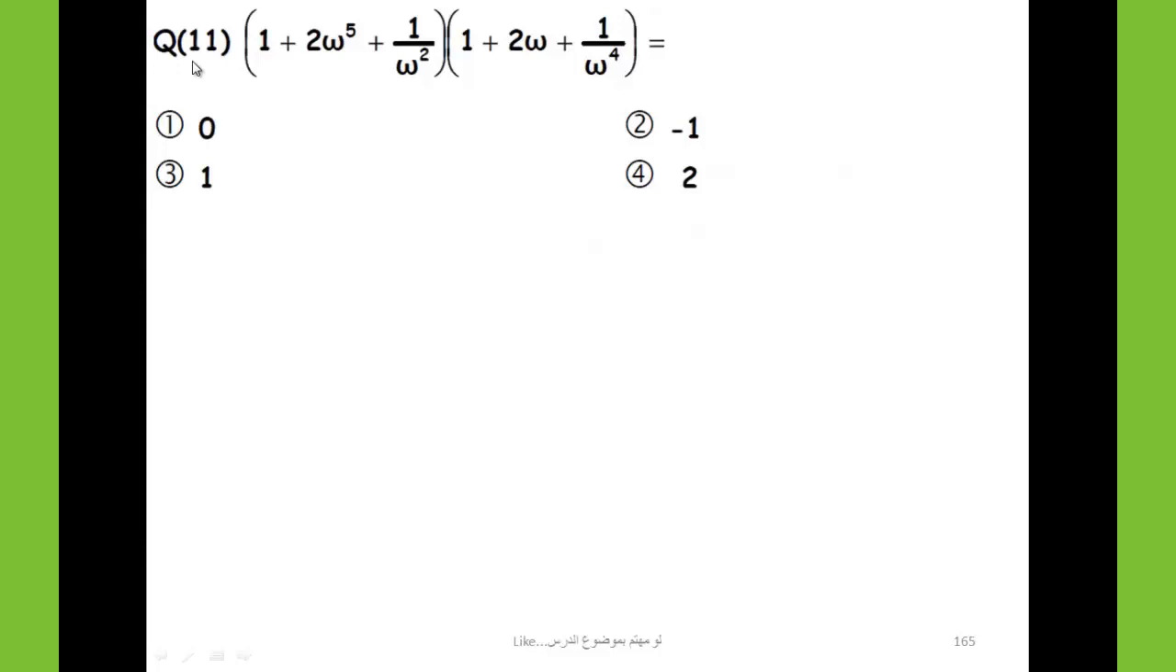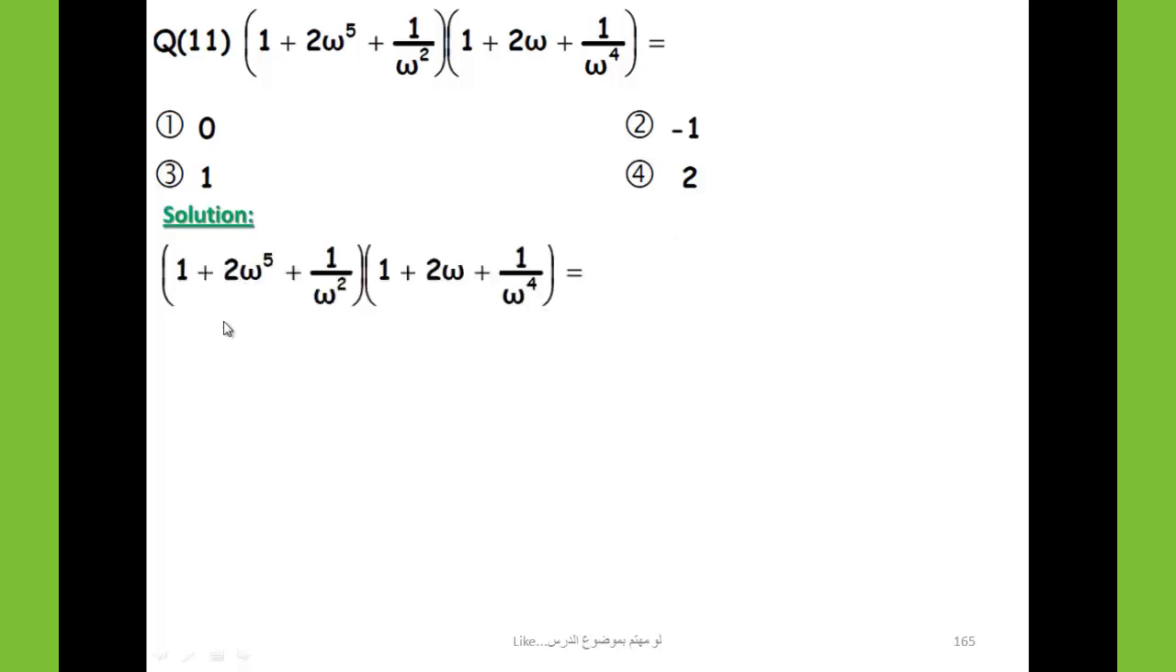11. (1 plus 2 omega to the power 5 plus 1 over omega squared) multiplied by (1 plus 2 omega plus 1 over omega to the power 4) equals 0, negative 1, 1 or 2. Solution.